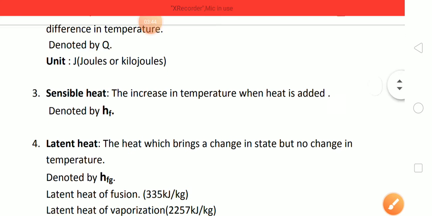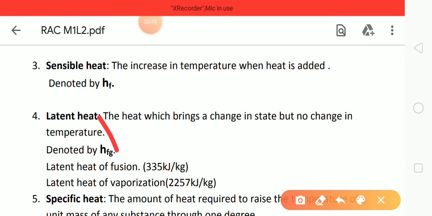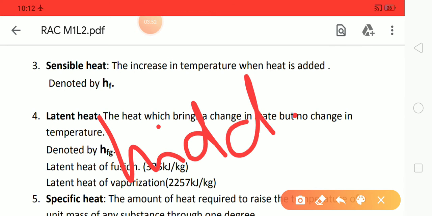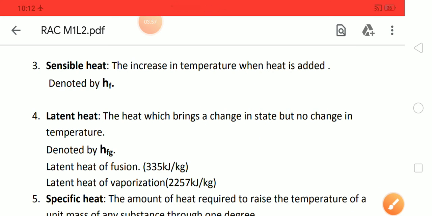The next thing is latent heat. Latent heat has another name, hidden heat. That is, this heat can't be measured using a thermometer. To measure a temperature change, you need a thermometer, but latent heat can't be measured by a thermometer. That is why it is called hidden heat or latent heat. This heat brings a change in state, but no change in temperature.